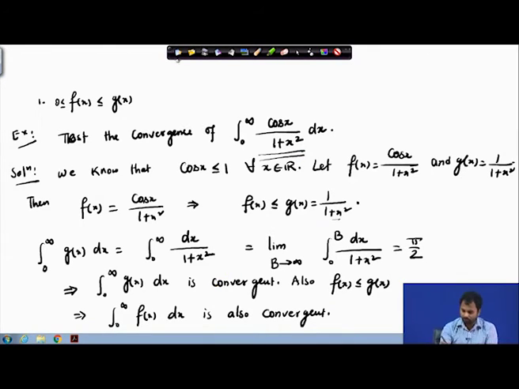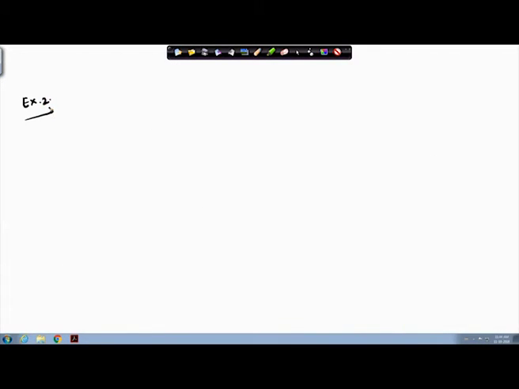Now, let us look into another example which is based on the limit type.